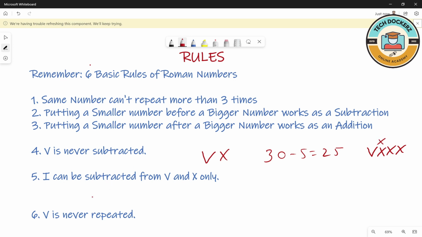Rule number 5 is I can be subtracted from V and X only. So if we want to write 4, how can we write 4? I, V. And if we want to write 9, how can we write it? I, X. Rule number 6 is V is never repeated. So VV we cannot write.